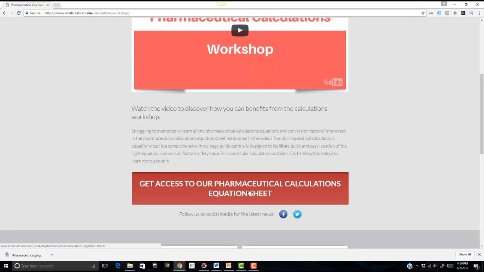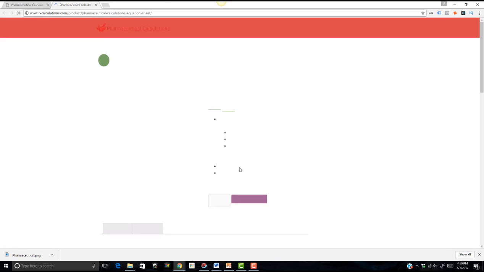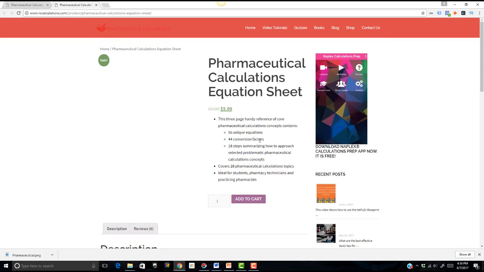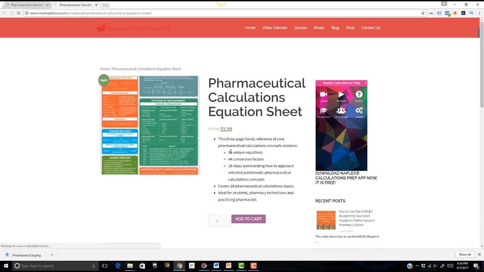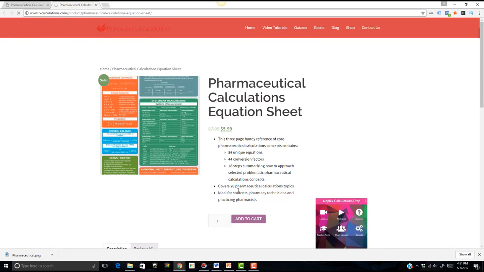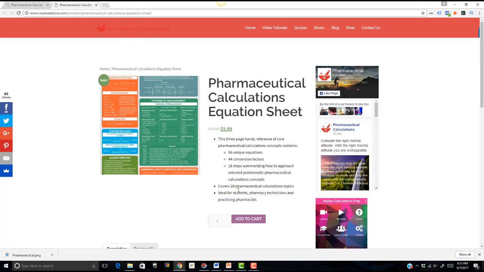When you click on this particular button, it takes you to the page, and then you can take a look at it. It's a 3-page document. It has 56 equations. It also has 44 conversion factors, and then there are a number of steps for solving some of the problems like tonicity, isotonicity, and so forth, and there are about 18 of those. Basically it covers 28 calculations topics, and that's essentially all the topics you really need for the NAPLEX board exams.